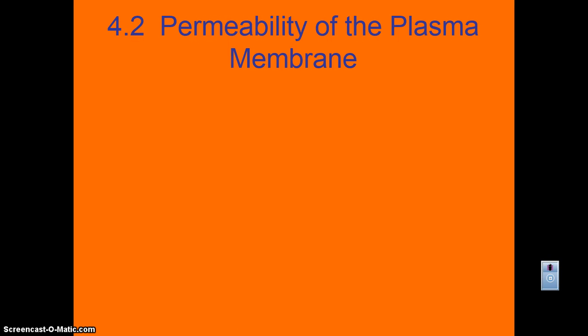Chapter 4 is divided into two sections. Section 2 is on the permeability of the plasma membrane. We looked at the structure of the plasma membrane in 4.1, so let's look at the permeability of it. It is called differentially permeable.